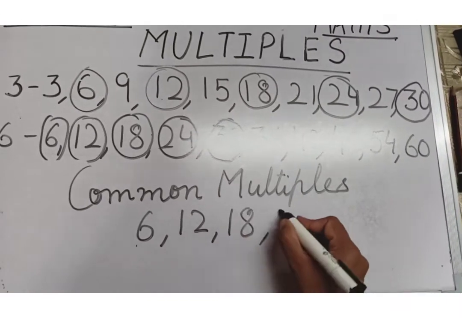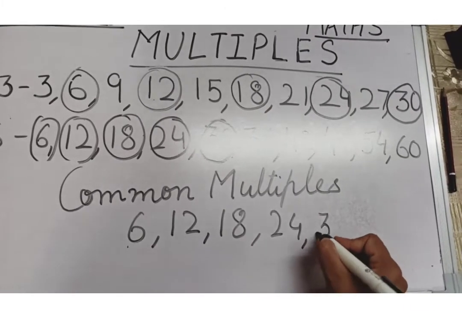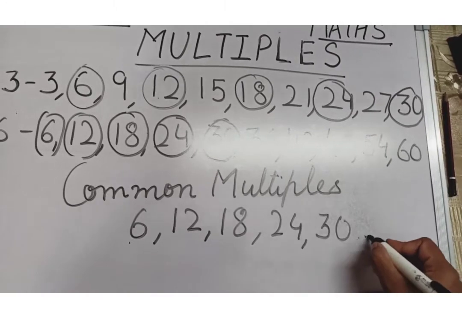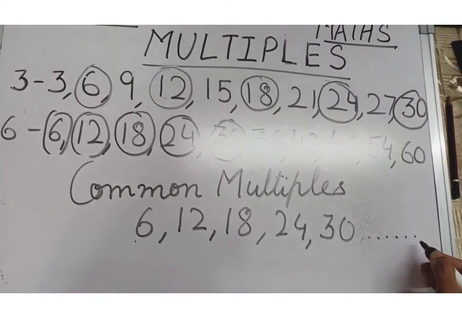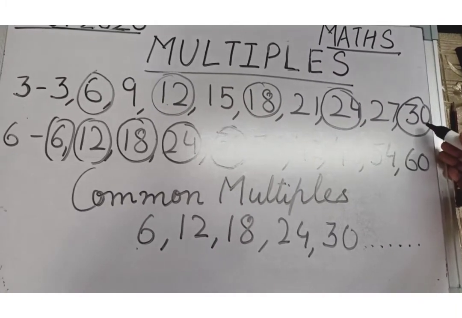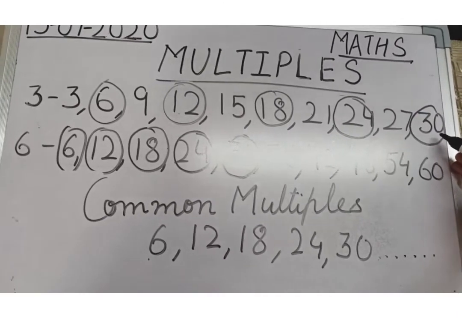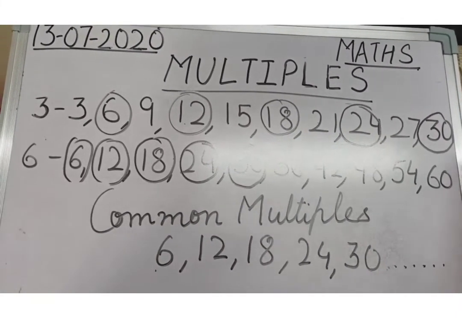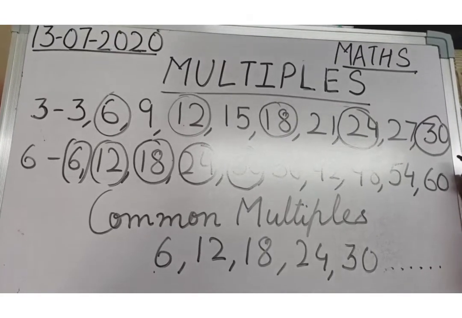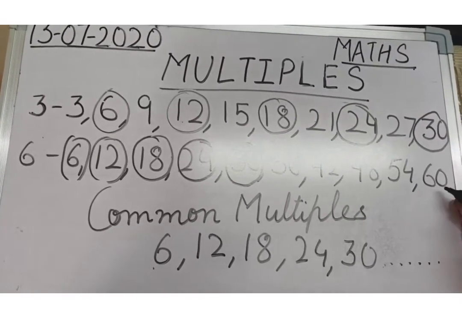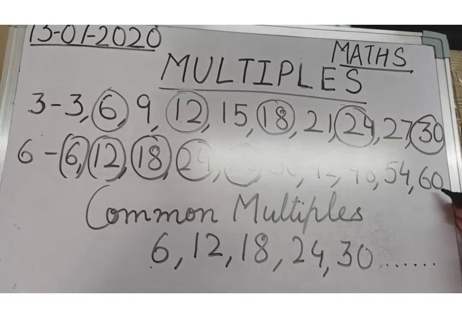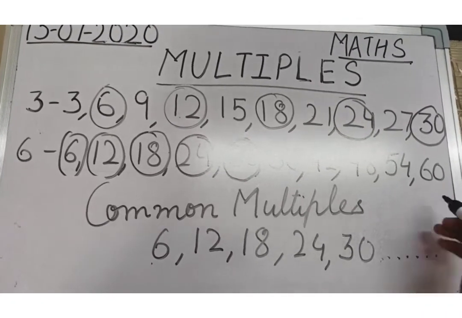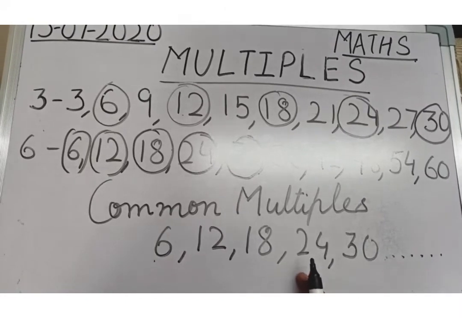18, 24, 30. And let me tell you class, the numbers don't end here. It can be more than that also. It's because we have learned tables up to 10, meaning 3 tens are 30 and 6 tens are 60. It doesn't mean there are no tables beyond this. We can multiply 3 by 11 also, and the same way we can multiply 6 by 11 also, and we can continue writing the multiples. Now these are the common multiples.